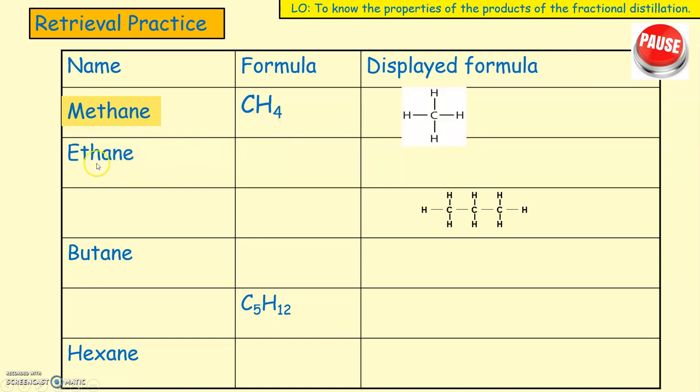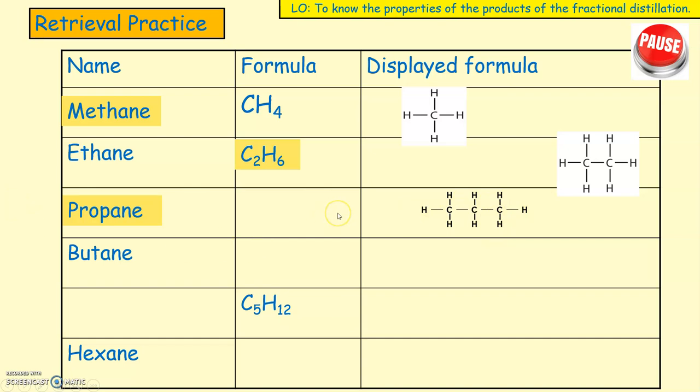Second row, ethane, so that's C2H6, and then the displayed formula will be just like this with 2 carbons and 6 hydrogens. For the third column, you're given the displayed formula, so it's 3 carbons there. So the name will be propane. Its chemical formula is C3H8, and that's it there for that one.